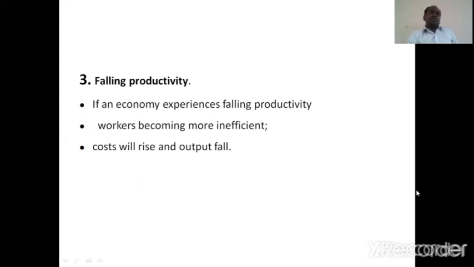Then falling productivity is another cause of stagflation. If any economy or country experiences falling productivity, the workers become more inefficient. That means their skills may become curbed or decreased. When they become inefficient, they may not produce the goods and services according to the demand, and may be unable to deliver them to the market at the right time, so the cost will rise and output falls. It may be operating cost, production cost, supply cost, material cost, or any cost connected with productional activities. These rise, but the total output, the total number of products produced, is going to be low. Again, it incurs a loss for business enterprises.